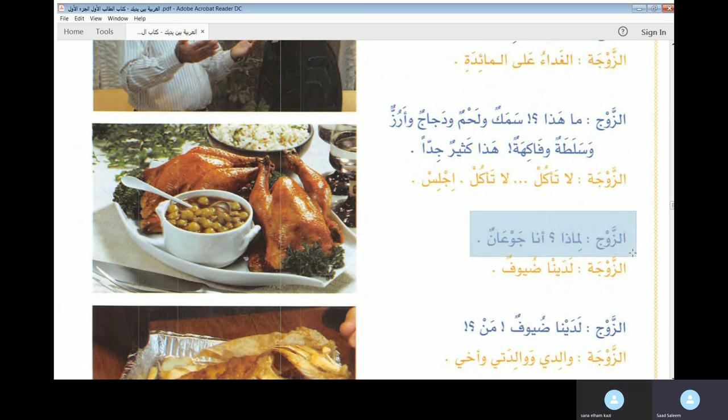Limadha? Ana ju'an. What is this? I am hungry. Limadha, why? Why? I am very hungry. Why? I am hungry.